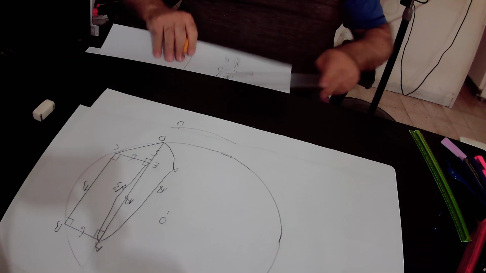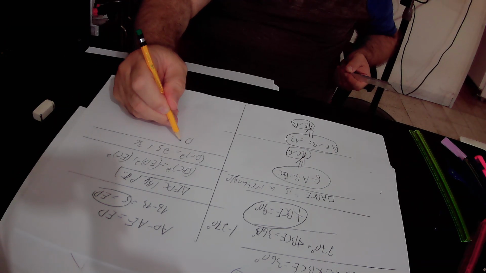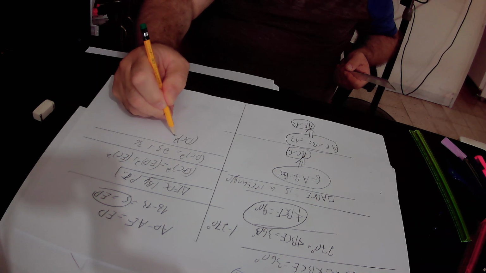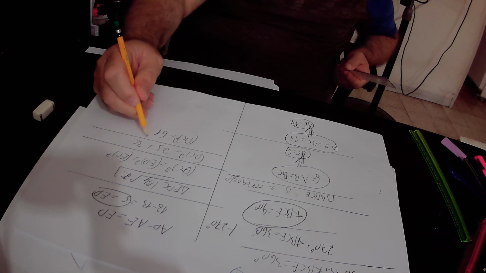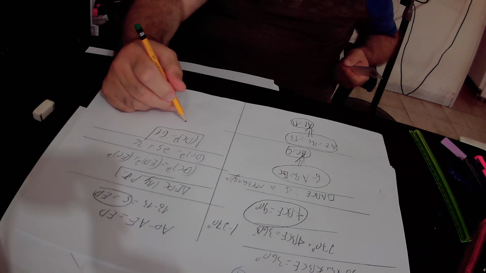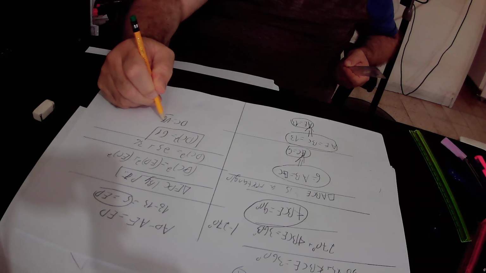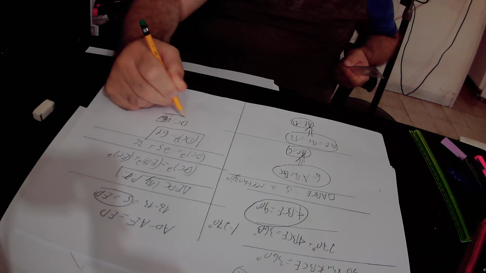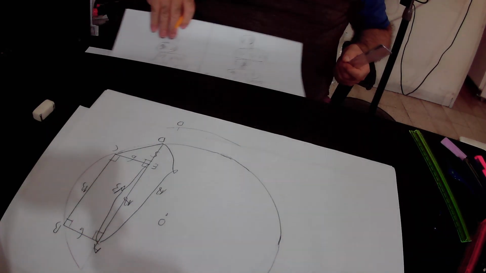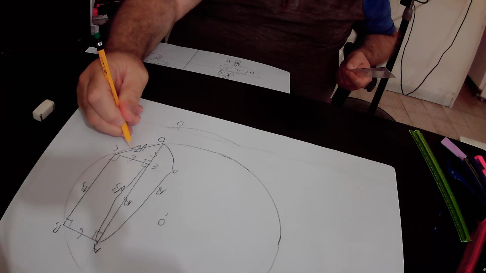In conclusion, we found out that DC squared equals 25 plus 36, that is 61. So DC squared equals 61. We take a root out of this equation and we get that DC equals the square root of 61. We can write here that DC equals the square root of 61.